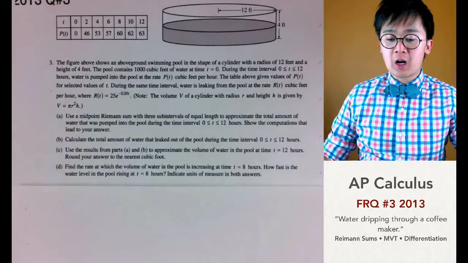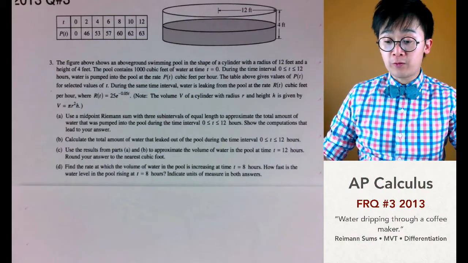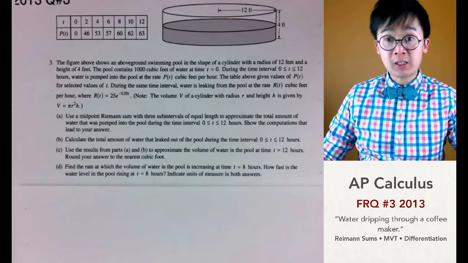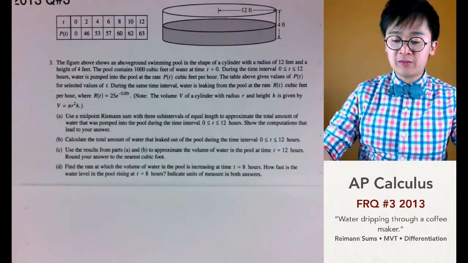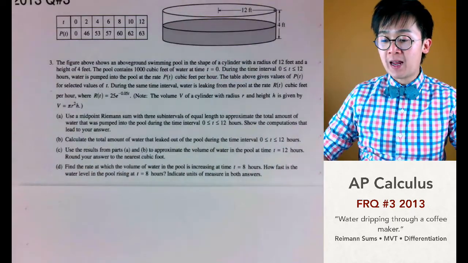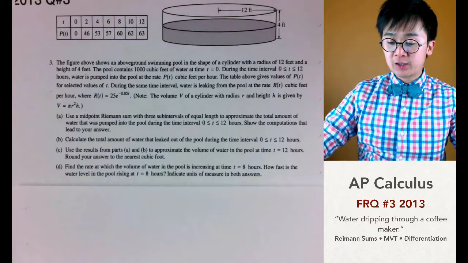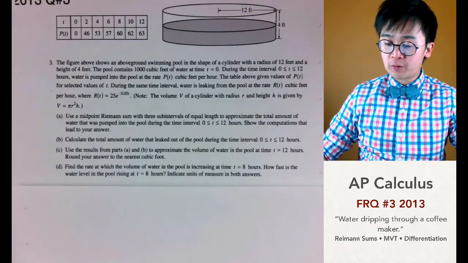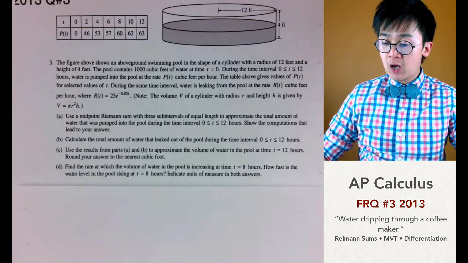Today we're going to be working on the 2013 question number 3 FRQ for the AP Calculus test, and in this particular problem we are given the table of values for the volume of this particular cylinder with height of 4 feet and radius of 12 feet. We're supposed to answer problems A through B, and for letter A, using the midpoint formula with Riemann sums with 3 sub-intervals, we're supposed to approximate the total amount of water that was pumped into the pool during the time from 0 to 12 hours, and we need to show our work for this particular answer.